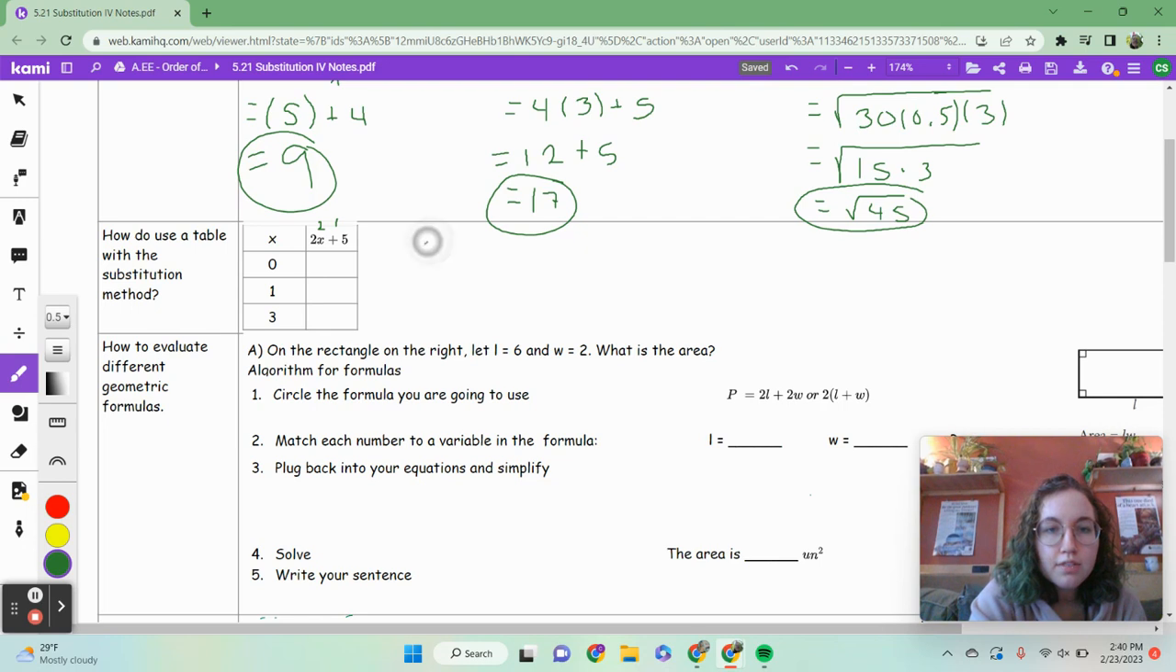So we have 2 times 0 plus 5 for that first one. We're just plugging 0 in for x right now. So 2 times 0 is 0. And then plus 5. And that gives us a 5.